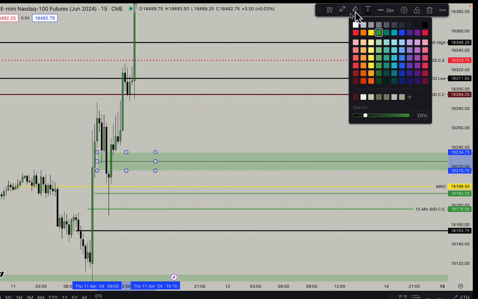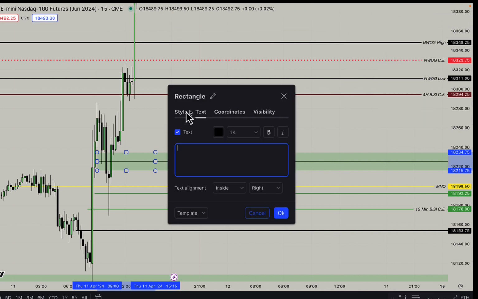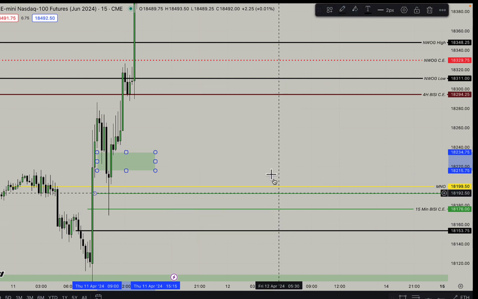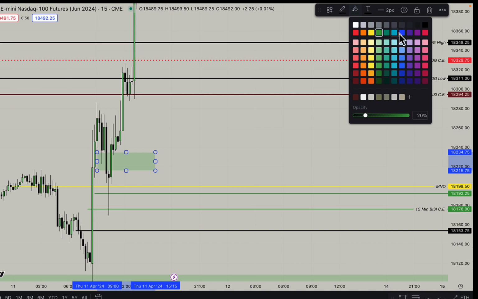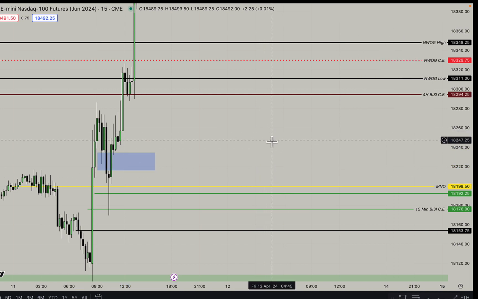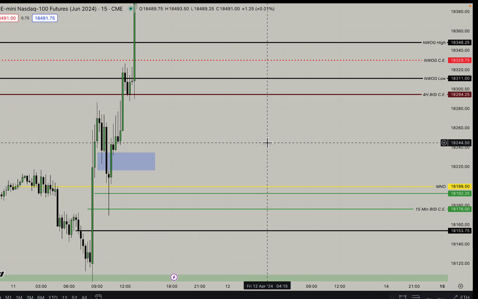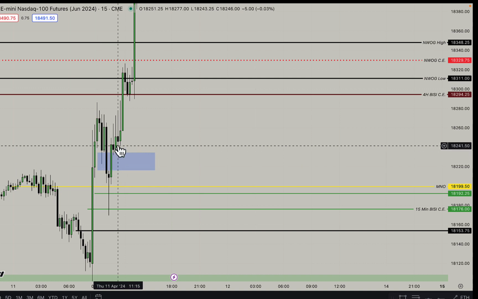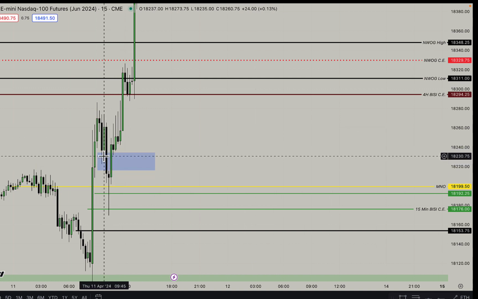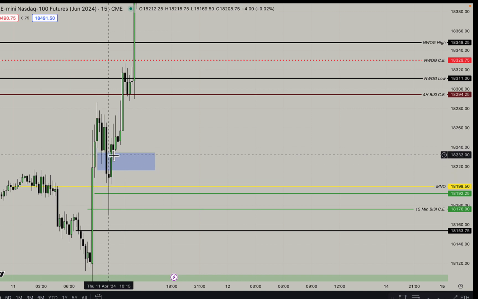So I just want to fix this. I don't want this extended to the right. Take that. Yeah, we'll take the middle one. Okay. And we'll make that a little blue hue. Yeah. Time for a little sip of scotch. Alright. So where these candles overlap, that is our balanced price range from this candle's low to this candle's high. That is our balanced price range.